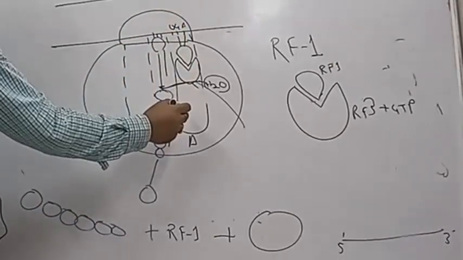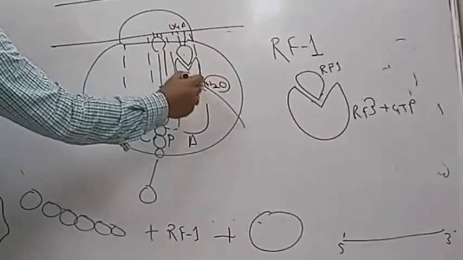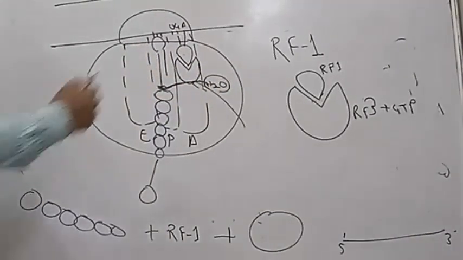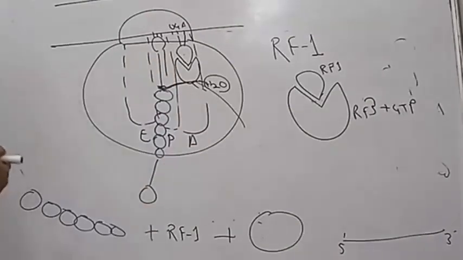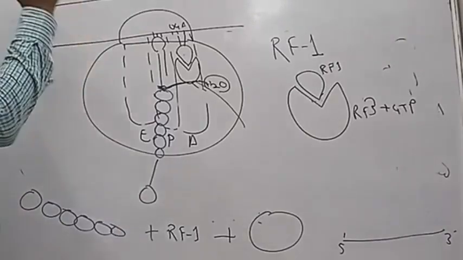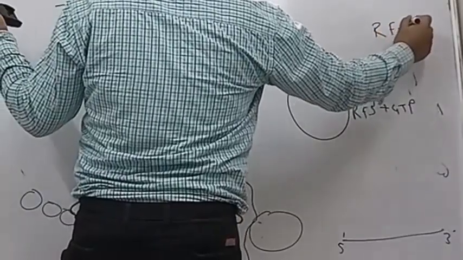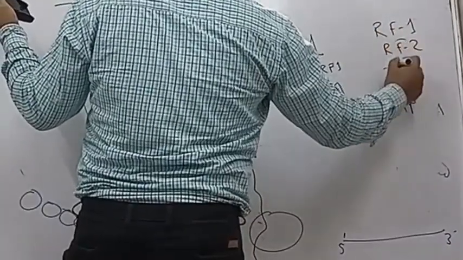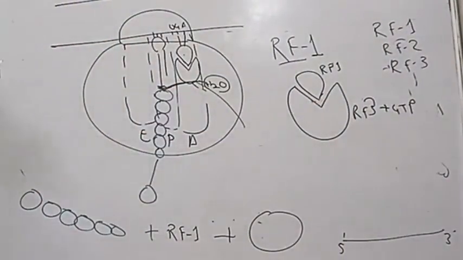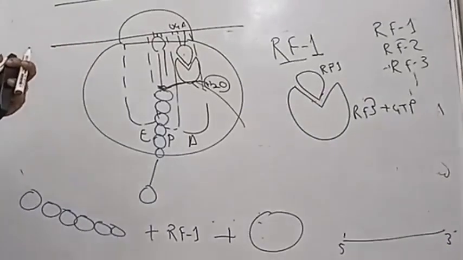Here there is no such tRNA, but this releasing factor recruits a water molecule, and this water molecule is going to attack this particular ester bond, and once it attacks, it is going to release it. So this is the termination. For prokaryotes, the termination factors are 3 factors: releasing factor 1, releasing factor 2, and releasing factor 3. Based upon the difference in the stop codon recognition that you must have studied, I won't go into detail.